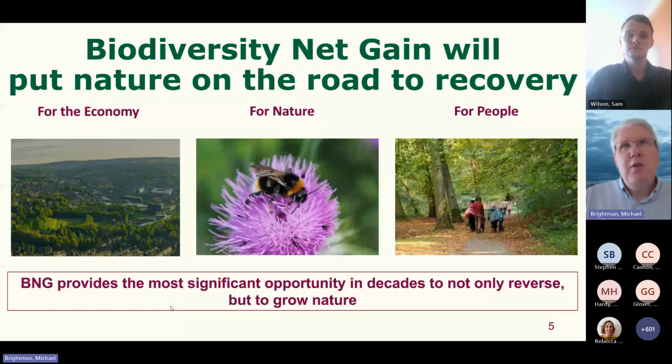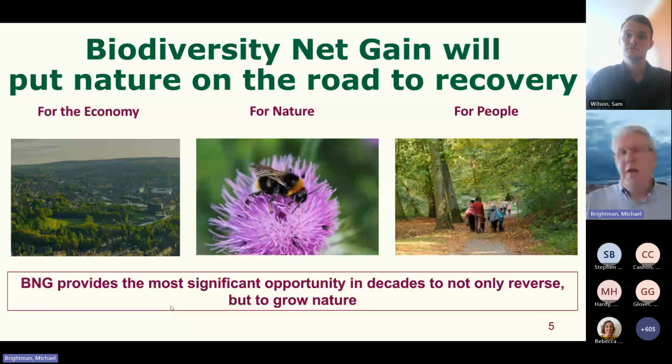As well as putting nature on the road to recovery, it will be important for the economy and for people. Biodiversity net gain is not seeking to prevent development, but to move development to where it has less harmful impact on nature and to provide that gain for nature. So as well as being important in terms of economic growth, because of allowing development, it's also useful for nature and also communities and people.